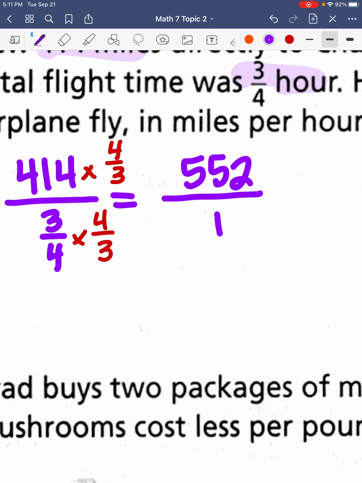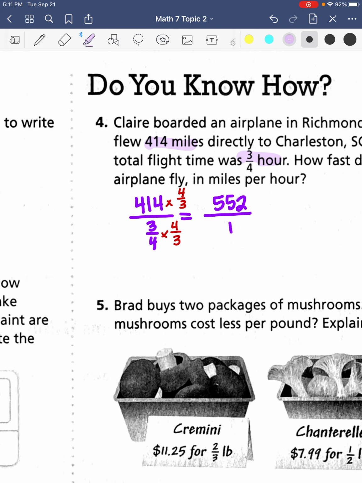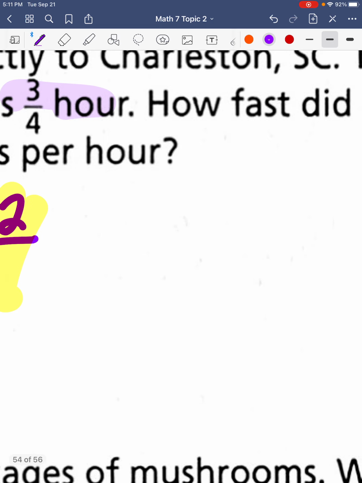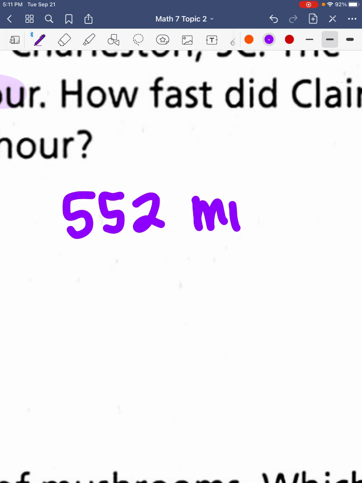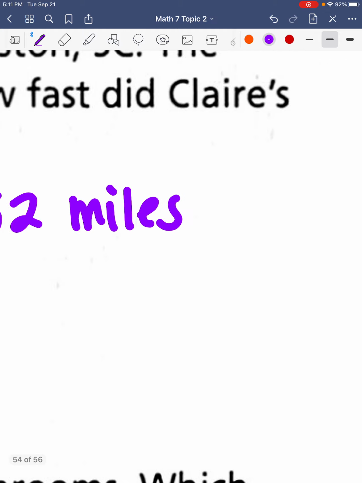552 over 1. So what exactly does this right here mean? It means that in 1 hour, that plane would have flown 552 miles. So the speed of the plane is 552 miles per hour.